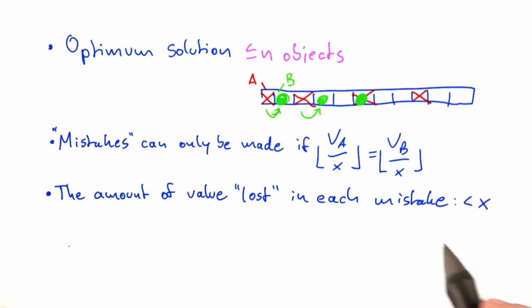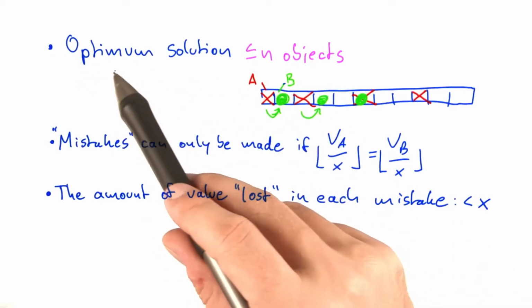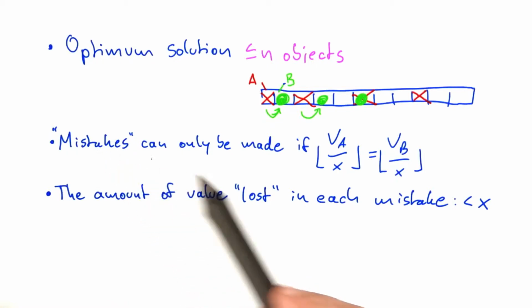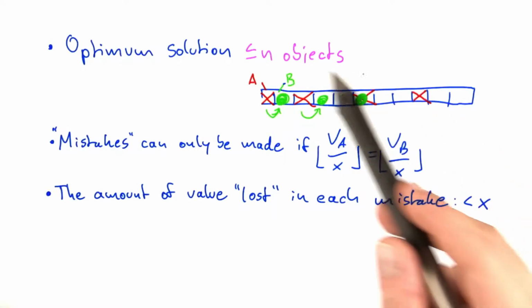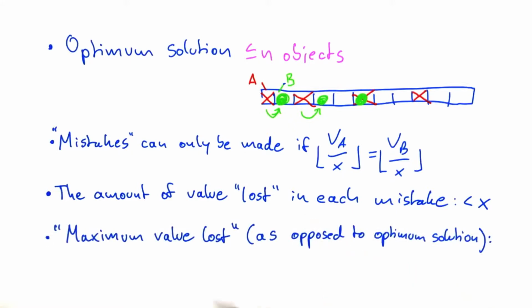x. And that is a very cool thing to know, because with these three things, knowing how many objects can be at most in an optimum solution, how many mistakes we can have made, and having quantified how much value we have lost in each mistake, allows us to quantify the overall mistake that we can have made at most. And I call this the maximum value lost as opposed to an optimum solution.